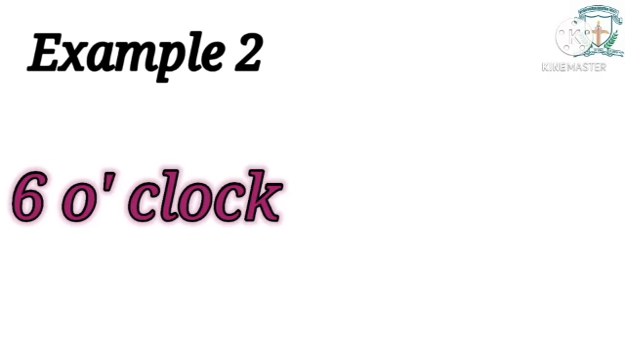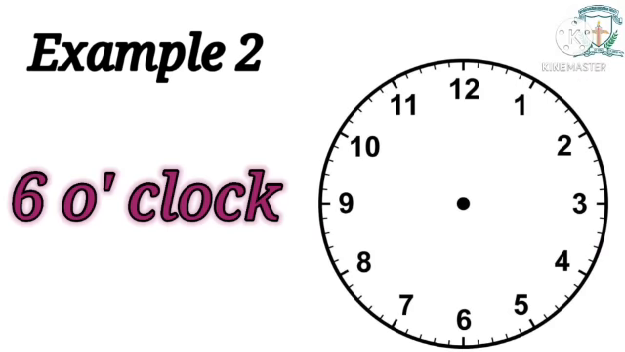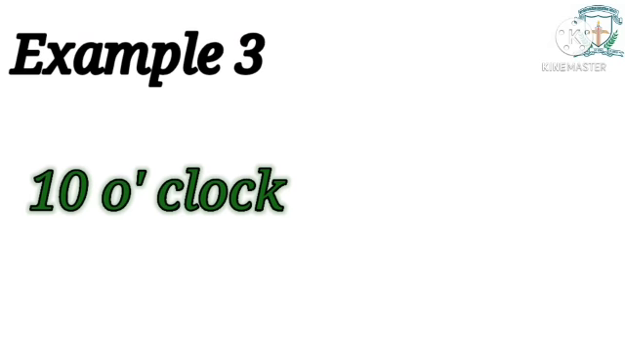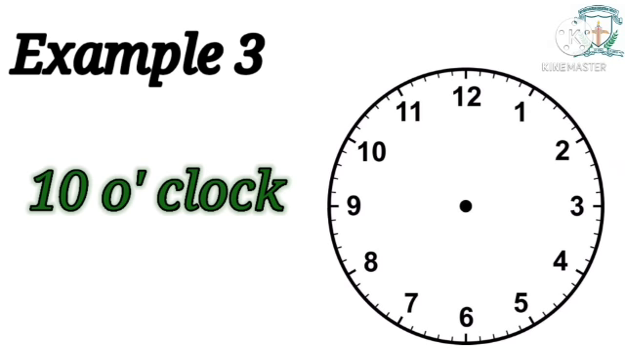In the next example, we have to show 6 o'clock on the clock face. So the hour hand should point at number 6 and the minute hand should point at number 12. In the next example, we have to show 10 o'clock on the clock face. Now the hour hand should point at number 10 and the minute hand should point at number 12.